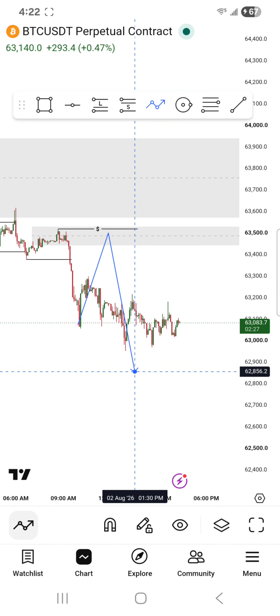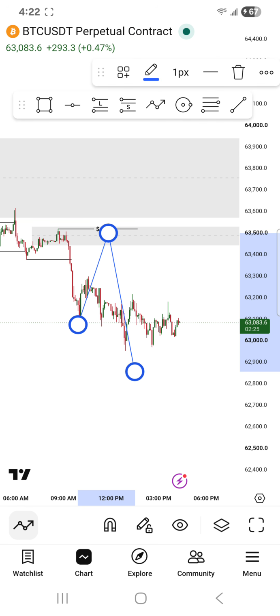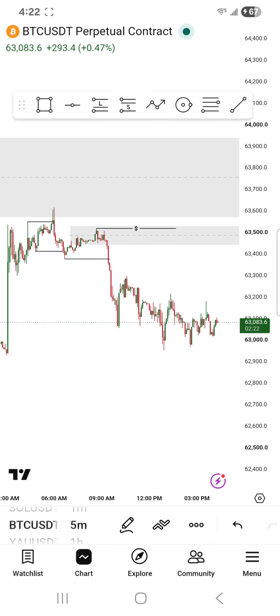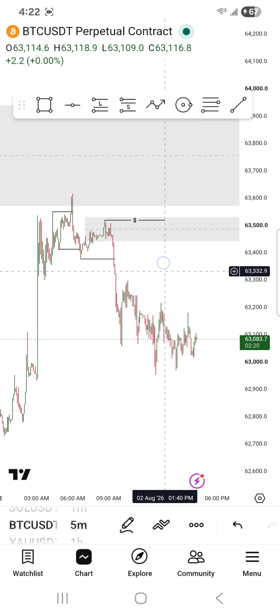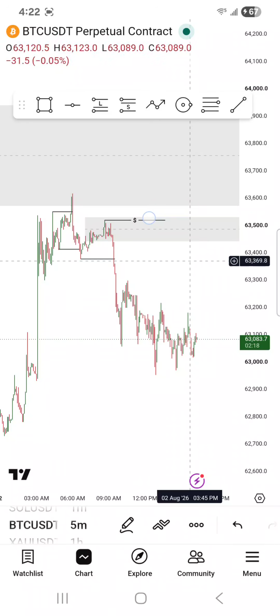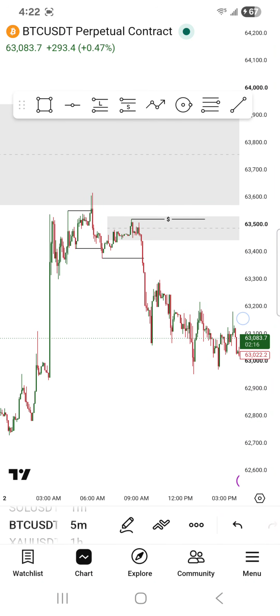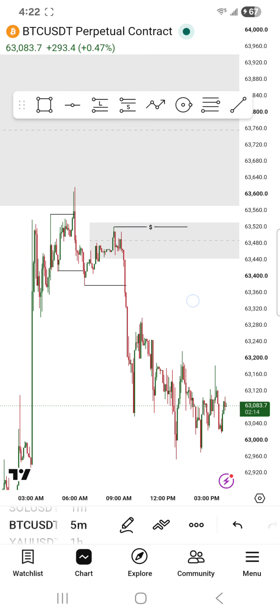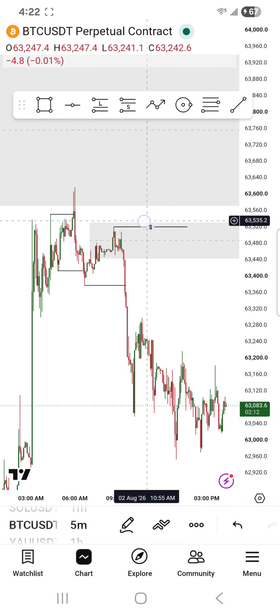All right, that is acceptable. Anything can happen, but I just want that liquidity sweep first. So this area becomes an inducement for me. So what do I do? I want to take my trade below this inducement area.